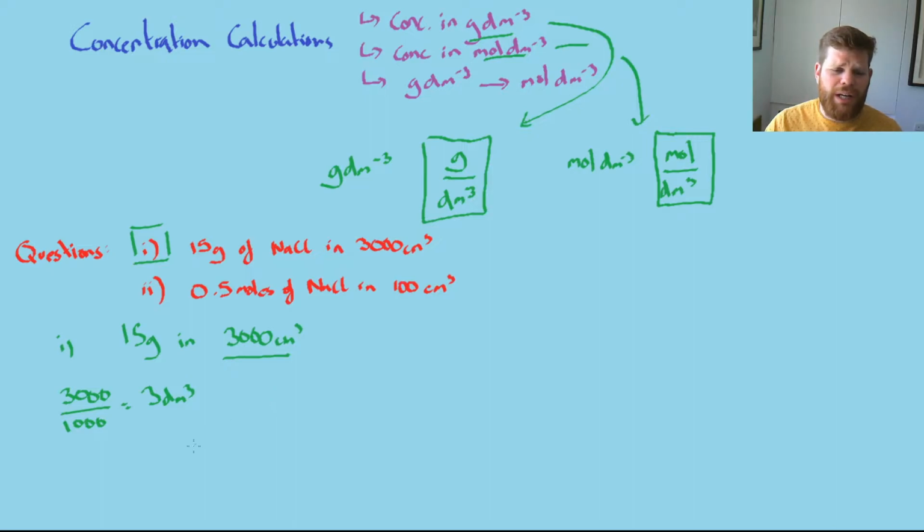I now know I've got 15 grams in 3 decimeters cubed, so I can do my next part of the calculation, which is 15 divided by 3, which equals 5 grams per decimeter cubed, and it's sodium chloride, so of NaCl.